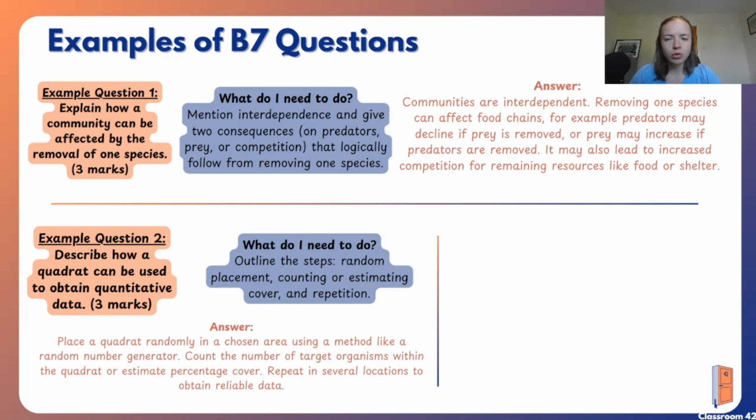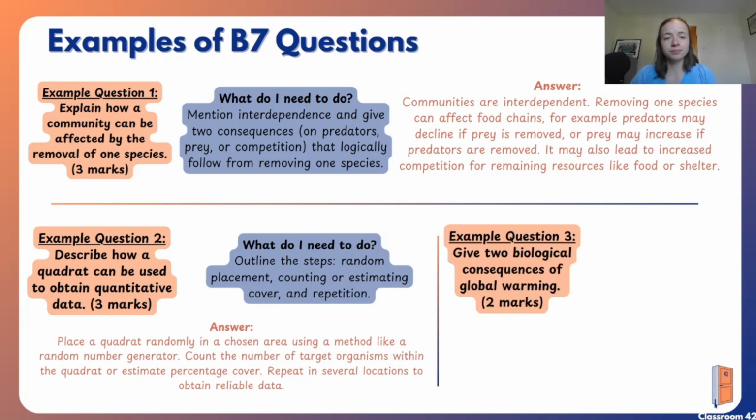Count the number of target organisms within the quadrat or estimate the percentage cover. You don't have to talk about both of them. I just wanted to make sure that we're recalling all of the key points here. And repeat in several locations to obtain reliable data. So we've really gone over those key points. We've talked about the method and we've also talked about how we're making sure that everything is sampled in an appropriate way. And that's only a 3-mark answer, so it doesn't need to be in a lot of detail. If it was a 6-mark answer, you might want to be discussing the independent, dependent and control variables and some of the equipment in a bit more detail, and potentially a bit more information about that data collection.